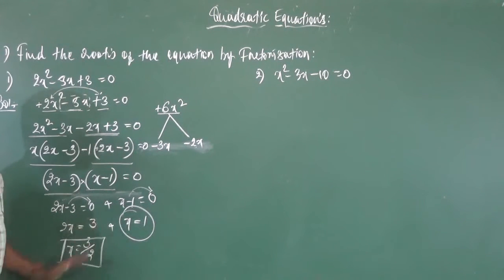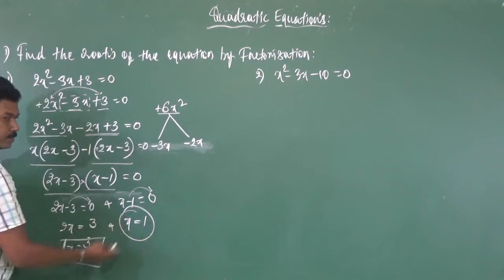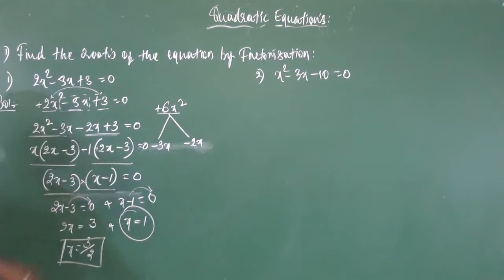If you observe the roots, they are rational roots. They are real and rational. I'm just telling you to observe it, that's all. What is the meaning behind my words, I will discuss in the next sessions. Just now observe it. So 3 by 2 is a real number, 1 is a real number. So they are real and rational roots. Right? Okay.